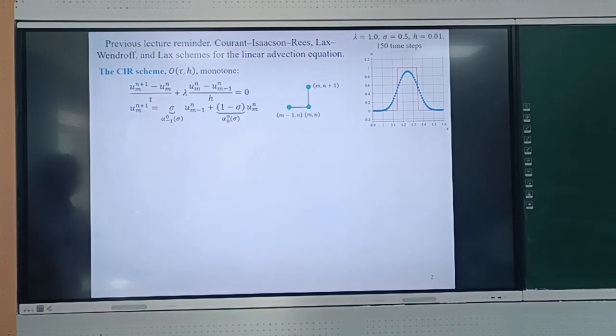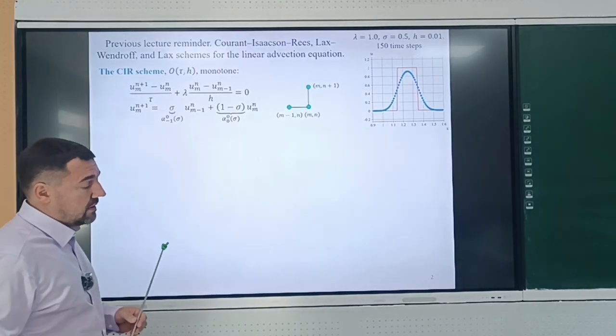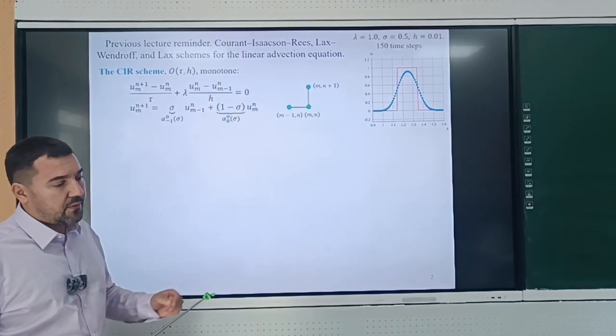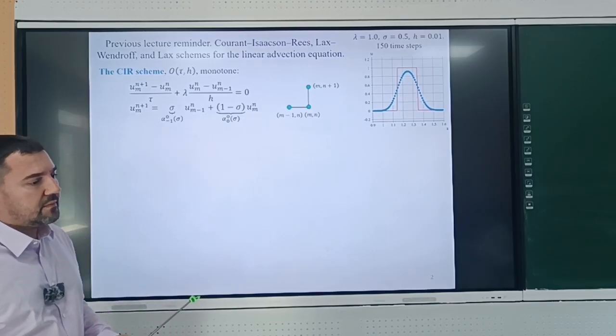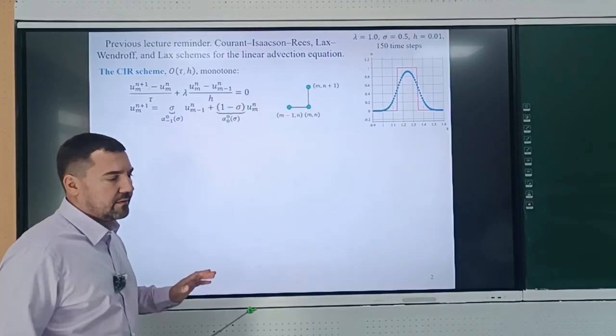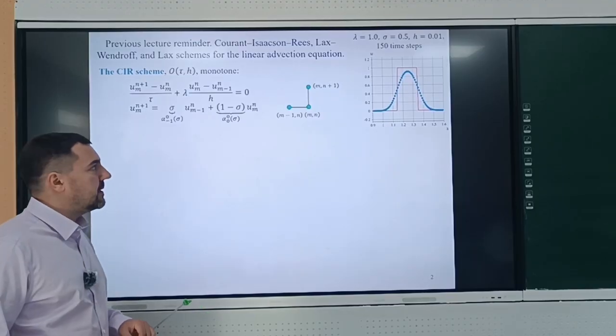The previous lecture was dedicated to the analysis and the construction of numerical methods for the linear advection equation. We constructed and discussed the main properties of three well-known methods which, from a historical point of view, were among the first good, workable methods for the linear advection equation.